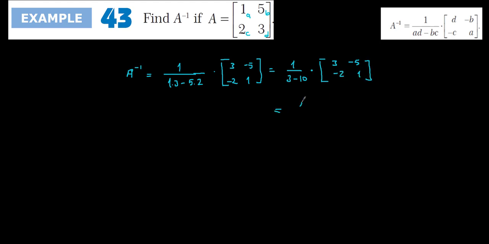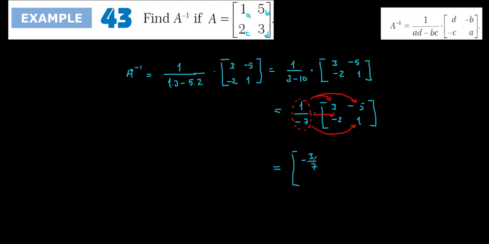Here this is going to be equal to 1 over minus 7 times 3 minus 5 and minus 2 and 1. Here this is the scalar that you should multiply by inside, which means that this number you are going to multiply by each number here. I mean this one, then this one, then this one. So it's going to be 3 times minus 1 over 7, which is equal to minus 3 over 7.